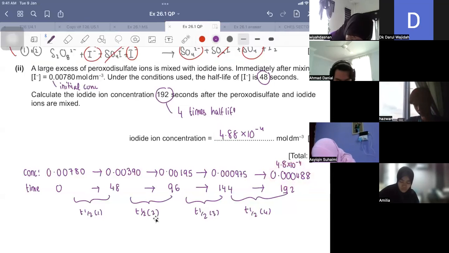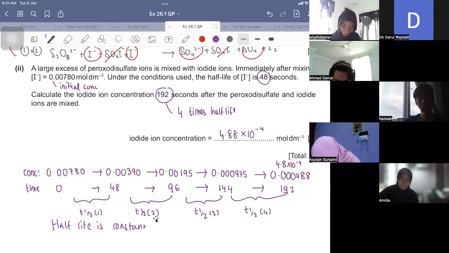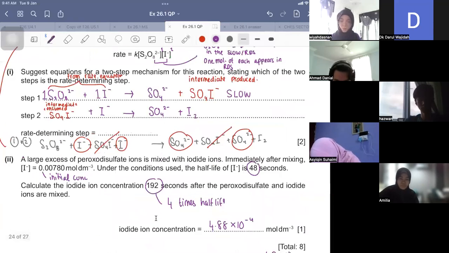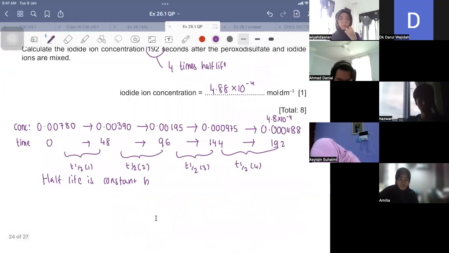Now you have to make sure also that iodide is first order, so we know that the half-life is constant. Okay, half-life is constant because iodide is first order.